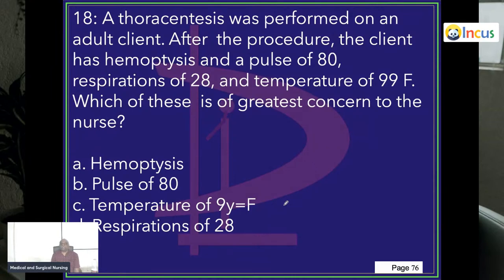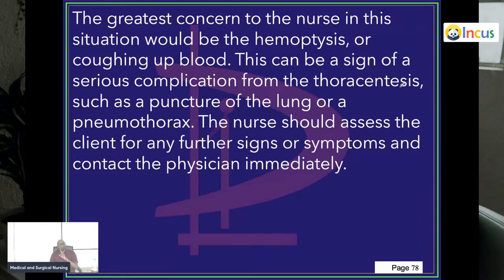If thoracocentesis was performed on an adult client, pleural fluid is being taken out, but the patient has hemoptysis, pulse is 80, respiration 28, temperature 99. What is the worst thing out of all these presenting problems of the patient? Hemoptysis, dangerous. Hemoptysis means coughing blood.